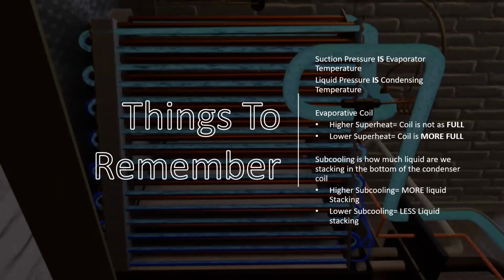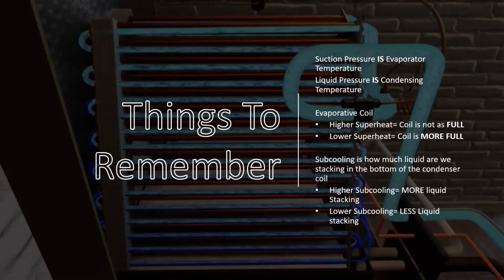Okay, the evaporator coil. I know I've talked to a few of you on the phone this week: when you see high superheat, the coil is not as full of refrigerant. It is empty. It's more gas. When it's lower superheat, the coil is more full, right? So we have more refrigerant in that coil. So keep that in mind.